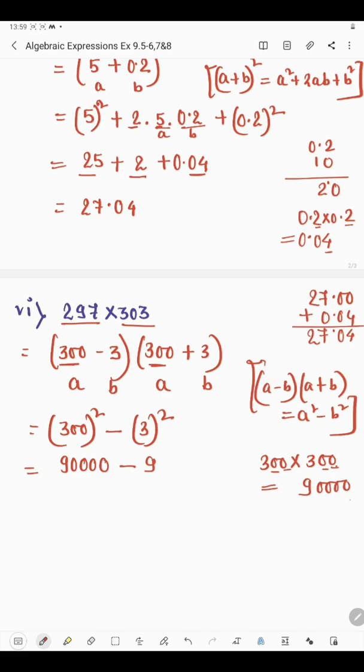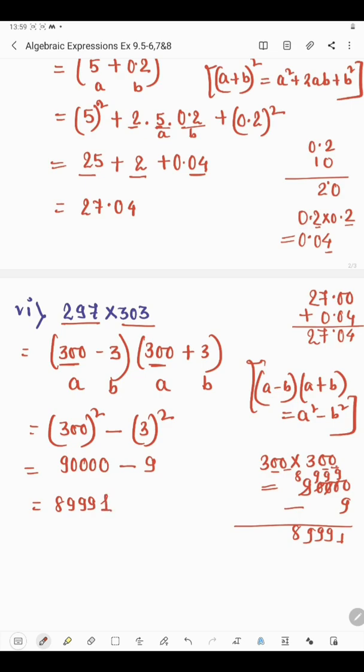Now we will subtract these two. Now 10 minus 9 is 1. So 10 will be 9. So 9 will come down. Again 10 will be 9. 9 will come down. 10 will be 9. 9 will come down and 9 will be 8. So it's 89,991.